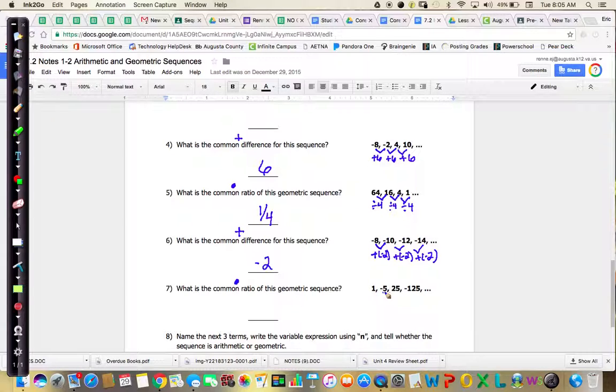Now, let's take a look at the negatives. So I know it's times 5, but how do I get from +1 to -5? Yes, that's correct. I'm going to multiply by -5. And then, of course, okay, so times -5. And let's see, is negative 5 times negative 5 positive 25? It is. And is positive 25 times negative 5 negative 125? It is. So the common ratio here is negative 5. Now notice I didn't write times because it's part of the definition. Common ratio says the number that we are multiplying by.